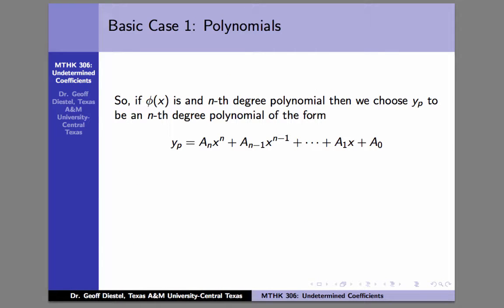So in general, if the function on the right-hand side is an nth degree polynomial, like some x to the n term plus or minus some x to the n minus 1 term and so on, we're going to let our particular solution y sub p be of that form, where now each coefficient, a sub n, a sub n minus 1, and so on, down to the constant term a sub 0, those are the undetermined coefficients.